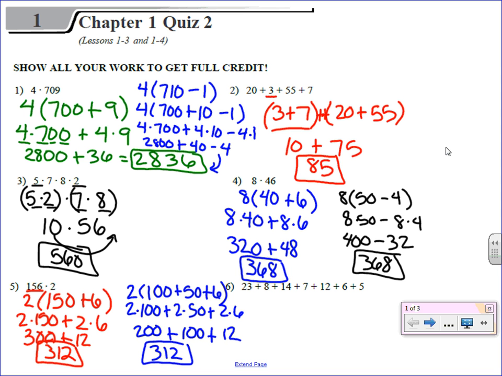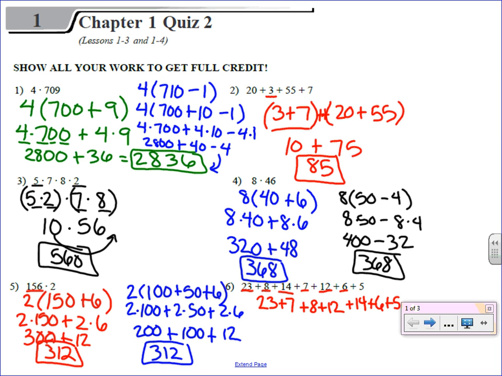Number 6, we have a whole string of numbers being added together. So that's our clue to start looking for numbers that complement each other, which means they add to 10 or 20 or 30 or something that ends in a 0. So when I see 23, I'm going to match that up with something that has a 7. So I'll put 23 plus 7. Then I see 8, and I'm hoping there's something that ends in a 2, 12. Then I see 14, hoping there's a 6. There is. And then 5 can go at the end.